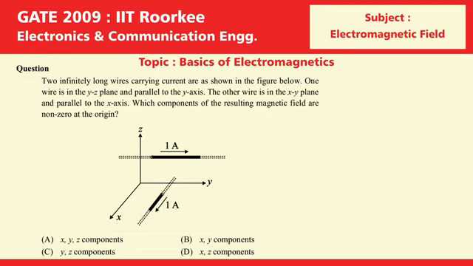Two infinitely long wires carrying current are as shown in the figure below. One wire is in the YZ plane and parallel to the Y axis. The other wire is in the XY plane and parallel to the X axis. Which components of the resulting magnetic field are non-zero at the origin? Option A, XYZ components, option B, XY components, option C, YZ components, and option D, XZ components.